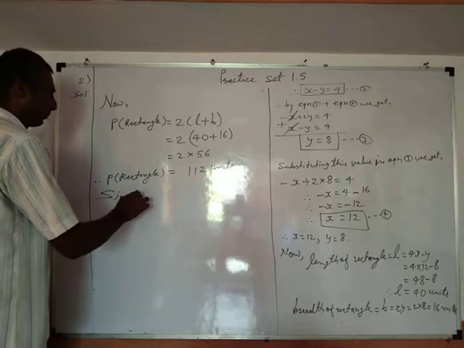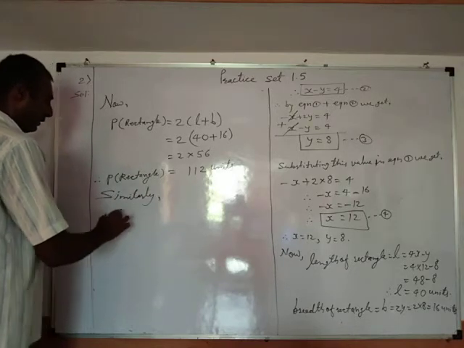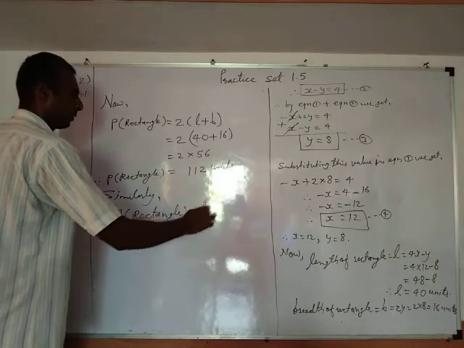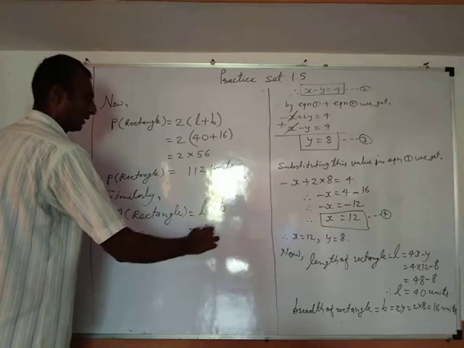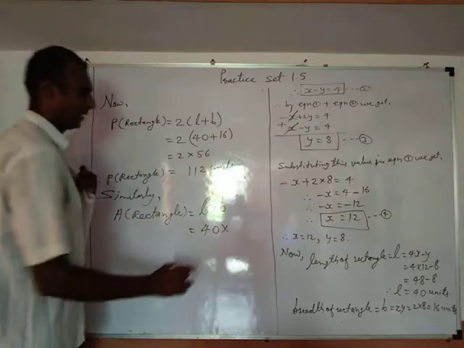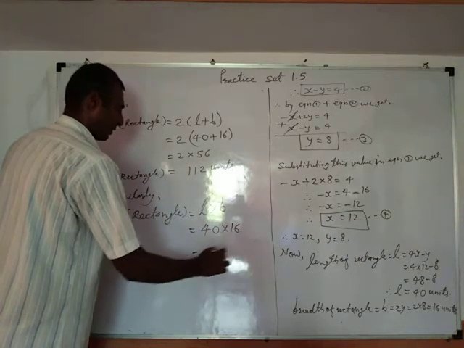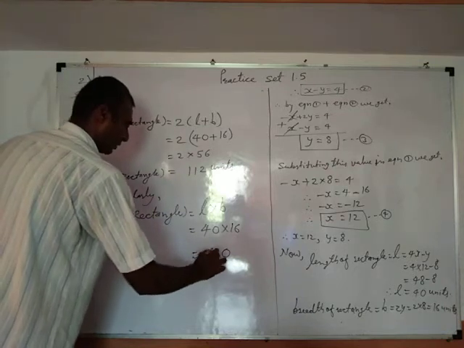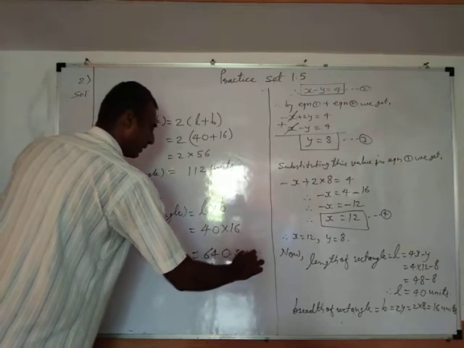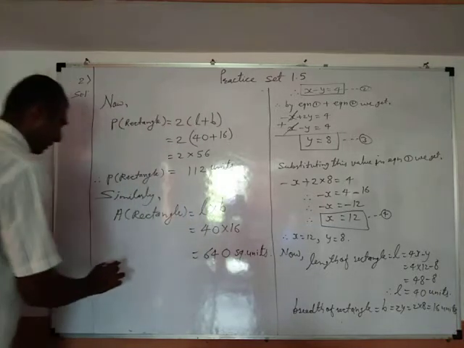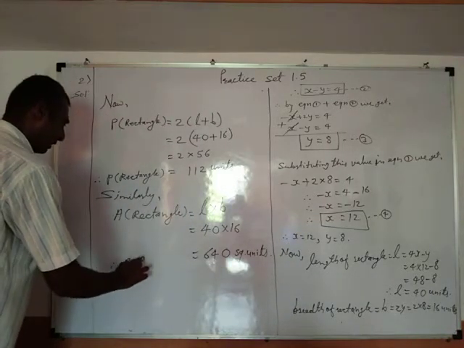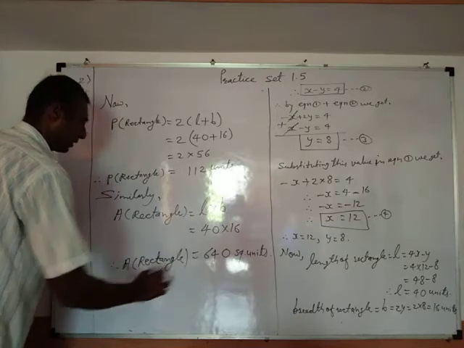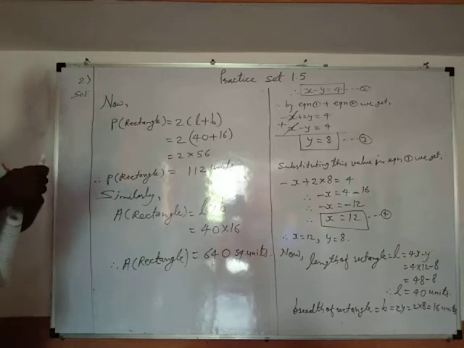Similarly, area of a rectangle, we have formula length into breadth. Length is 40 units and breadth is 16 units. 16 0 0, 16 4s are 64, 640 square units. Therefore, area of rectangle must be equals 640 square units.